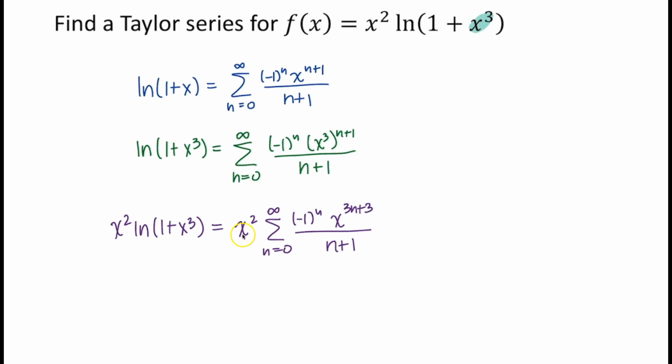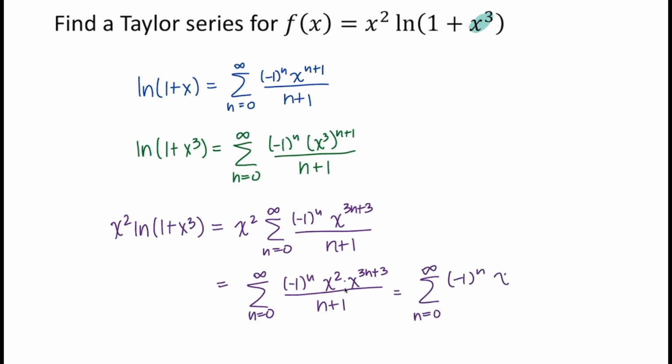And now I'm going to bring the x squared into the summation. So the indexing variable is n, so we can go ahead and bring in the x squared here. So we would have the sum of n equals 0 to infinity of negative 1 to the n, and then we have x squared, x to the 3n plus 3, all over n plus 1. And we can add these exponents together since they have the same base. So that's going to leave us with the sum of n equals 0 to infinity of negative 1 to the n, and then x to the 3n plus 5 over n plus 1.